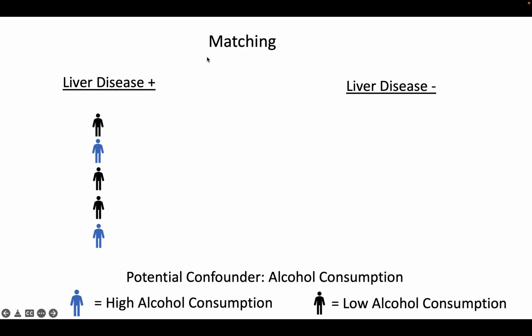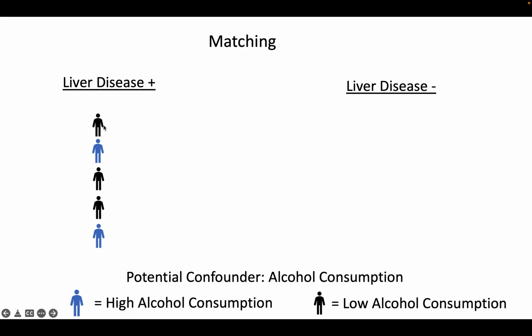So the purpose of matching, basically, let's just say we have our cases, this liver disease positive group, and our controls, the liver disease negative group. And among our cases, we have people who are colored black, who have low alcohol consumption, and people who are colored blue, who have high alcohol consumption.